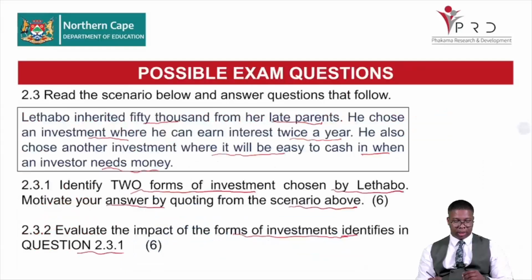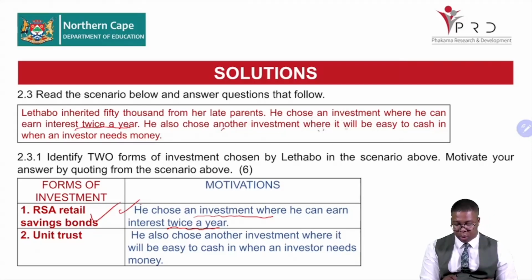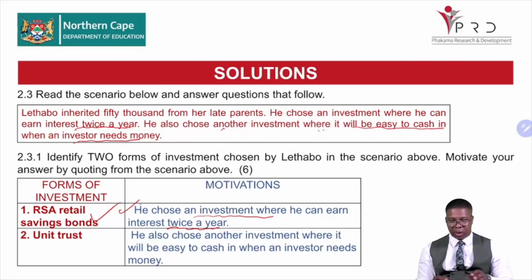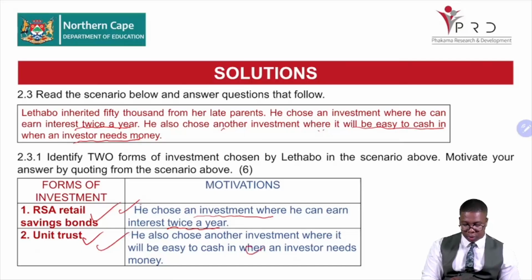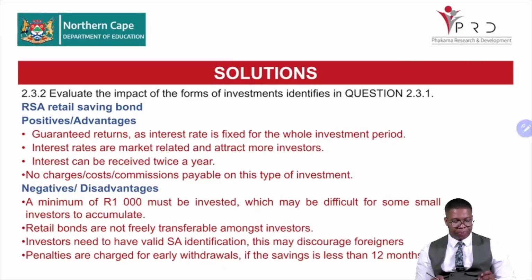Now, the two answers here are straight to the point. It is the RSA retail savings bond, because it will allow him to receive interest twice a year. The other one is the unit trust, because this is the only investment form where it will be easy to cash in when the investor needs money. So when the investor wants to withdraw, it becomes very easy with a unit trust. So that is motivation 1-1.